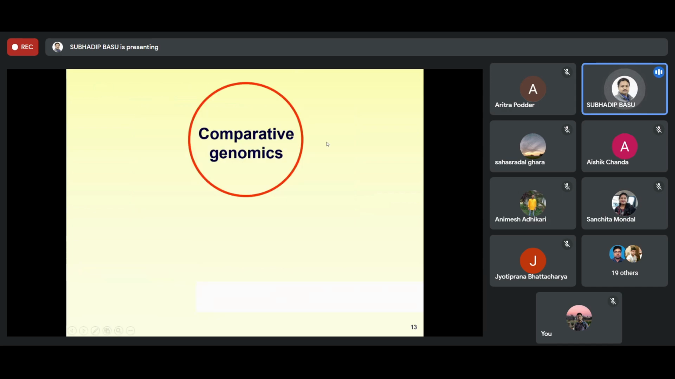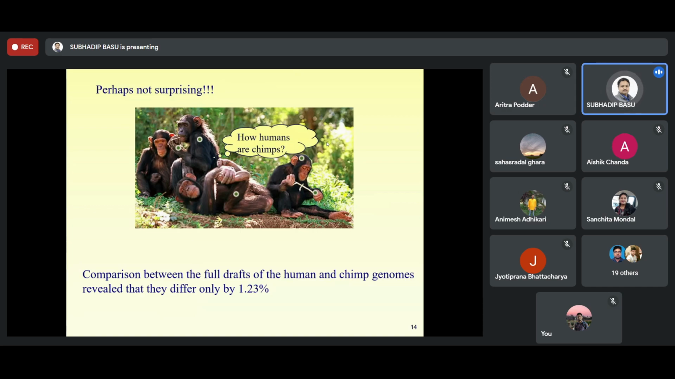We studied the genome of chimps, we studied the genome of humans, we studied the genome of mouse, and we knew that they are significantly similar. So comparison between the full draft of human and chimps revealed that they differ only by 1.23%. So humans and chimps are almost 98.7577% similar to each other.